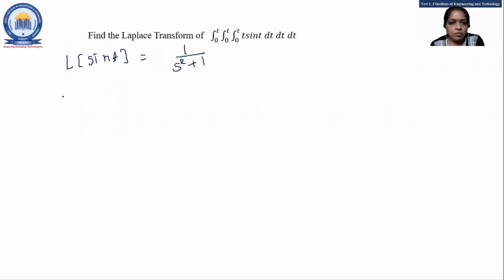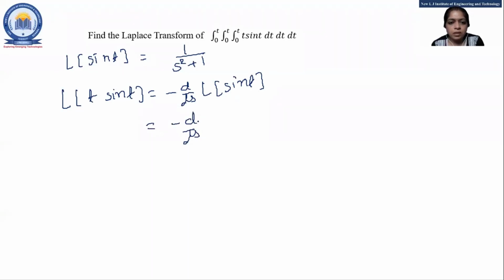Then we have to find Laplace of t sine t. What about the Laplace of t sine t, students? What to do for Laplace of t sine t? Minus d by ds of Laplace of sine t, and that is minus d by ds of 1 upon s square plus 1. So what is the answer of this? What is the d by ds of 1 upon s square plus 1?